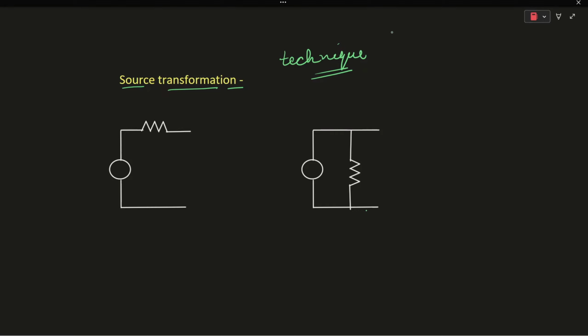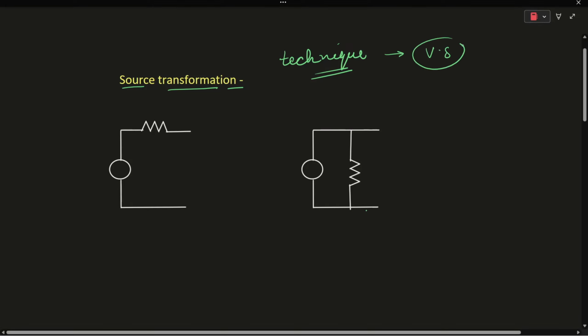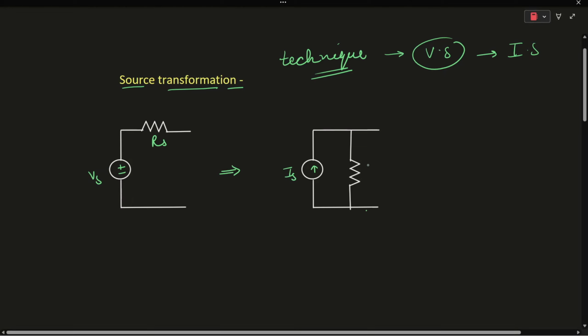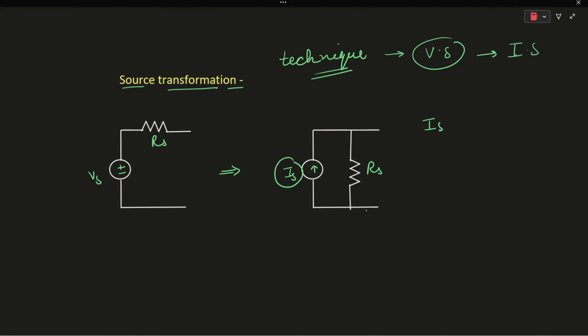In this technique, we convert a voltage source to a current source and vice versa. For example, let's say we have a voltage source Vs with an internal resistance Rs. It can be converted into a current source Is with a resistance Rs in parallel with this current source. The value of Is will be equal to Vs by Rs. Similarly, a current source can be converted into a voltage source in series with the resistance. The value of the voltage source Vs will be equal to Is into Rs.